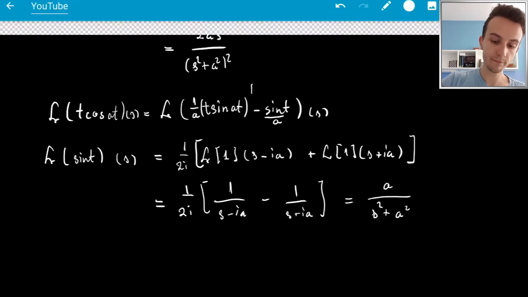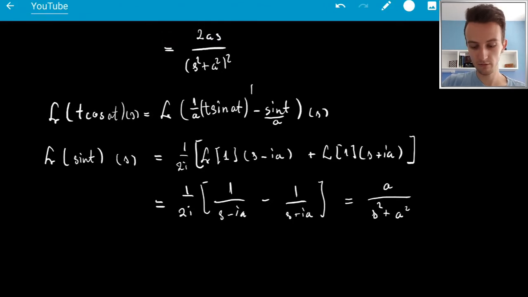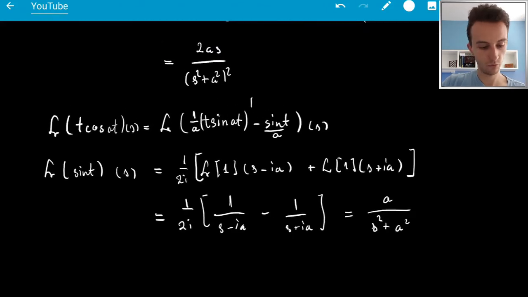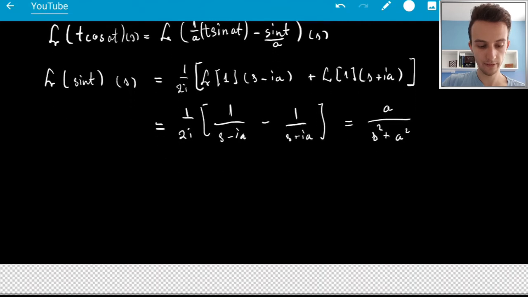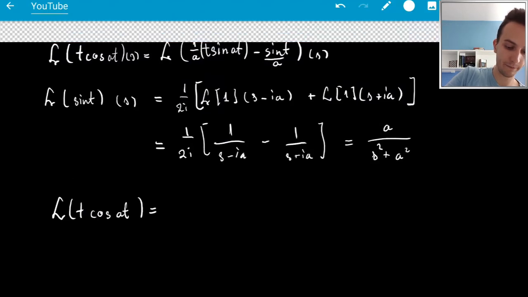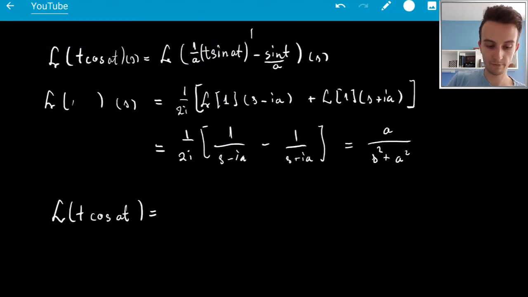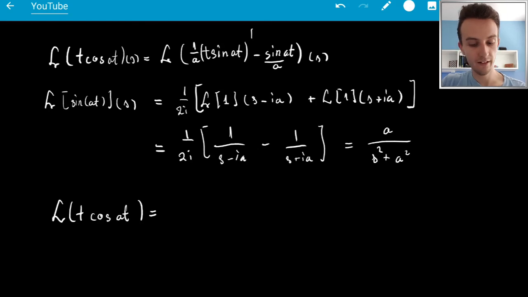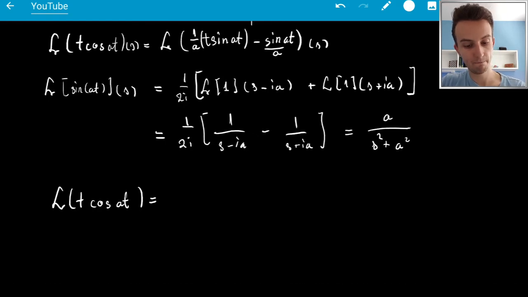And now, so we've got L of sine t, we've got L of t sine t, so then L of t cos at. Yeah, of course this was sine at. Sorry about that. I mean, you see that the calculation was for at. I just forgot to write the a. Okay. Sine at over a. Yeah, that's good.